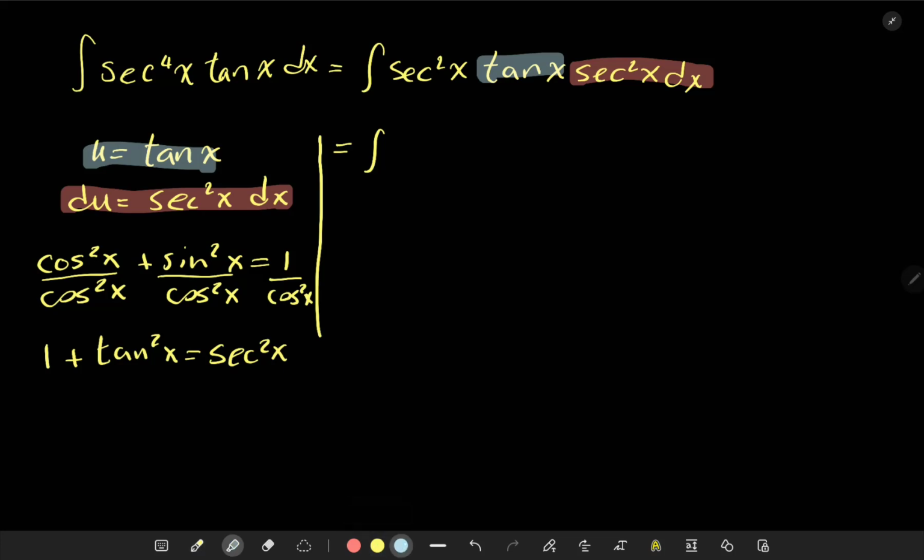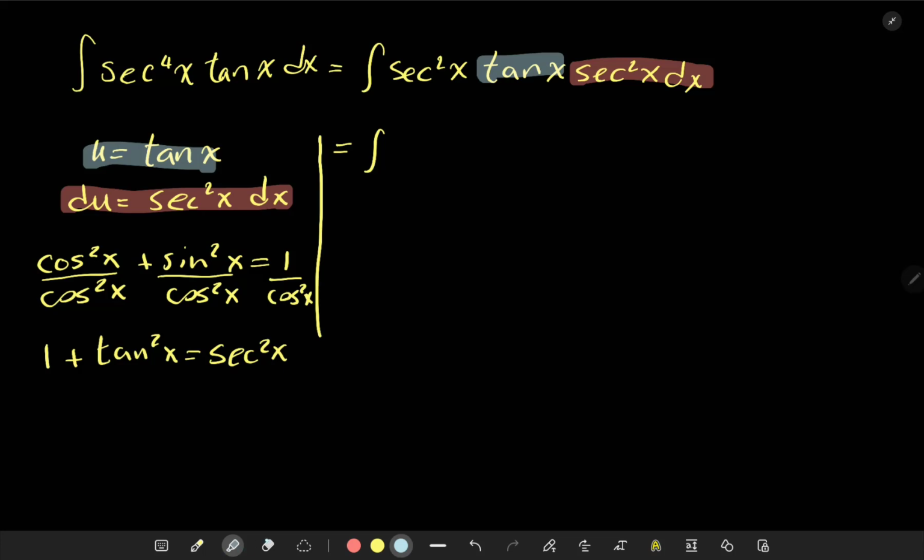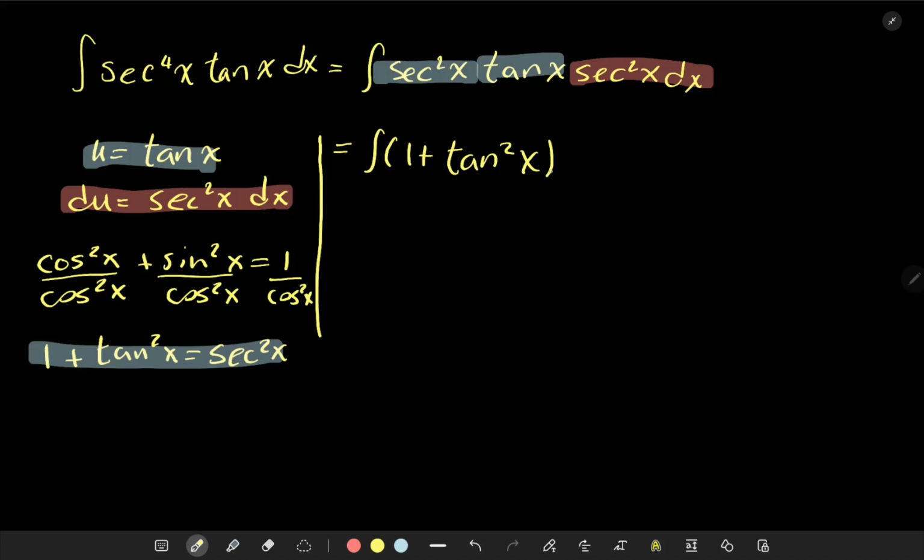Let's grab another color, probably this one. So using that color, my secant squared here looks almost the same. I'm going to change it to 1 plus tangent squared. So it's going to become 1 plus u squared, times tangent, that's going to be another u. And this secant squared of x dx is going to become my du.